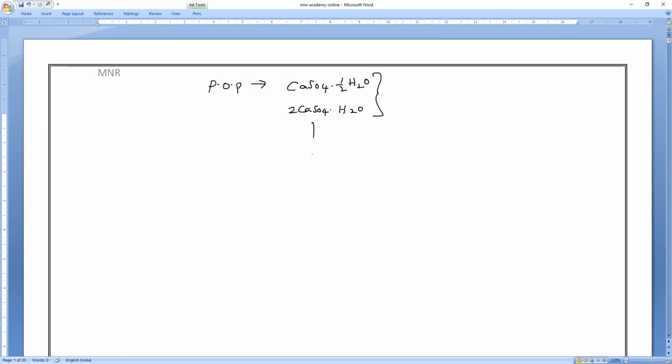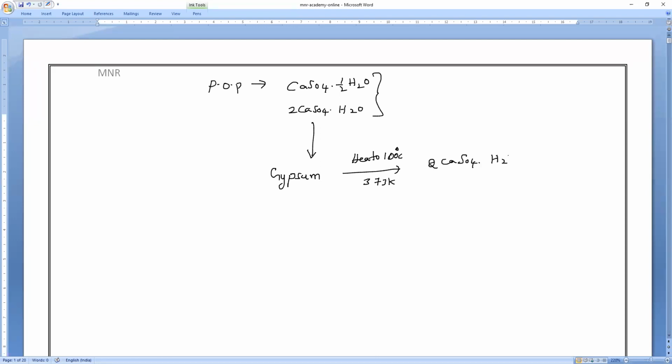So this is POP. POP comes from heating of what? Yes, heating of gypsum. If we heat the gypsum up to what temperature? Heat to 100 degrees Celsius, or 373 Kelvin. You should not heat more than this. Why? What will happen if you heat more than this temperature?